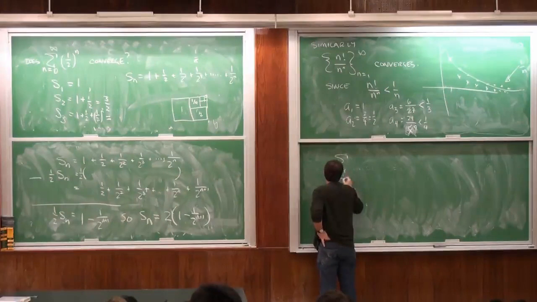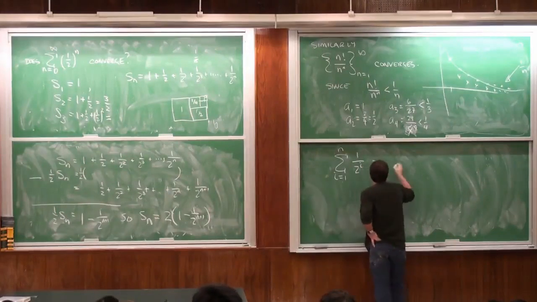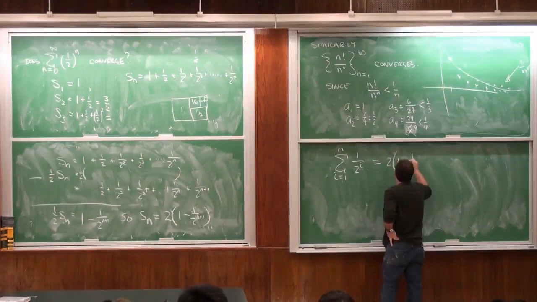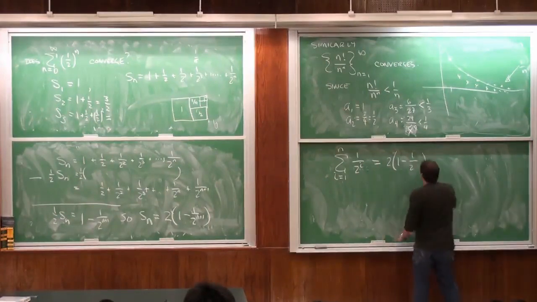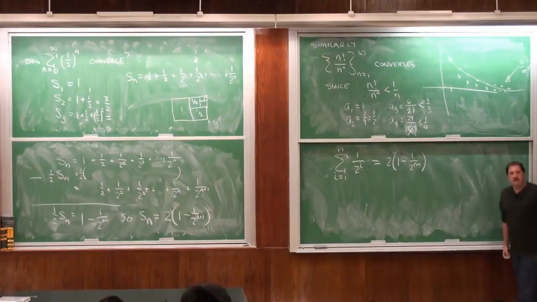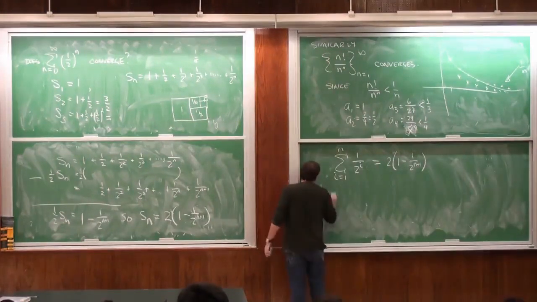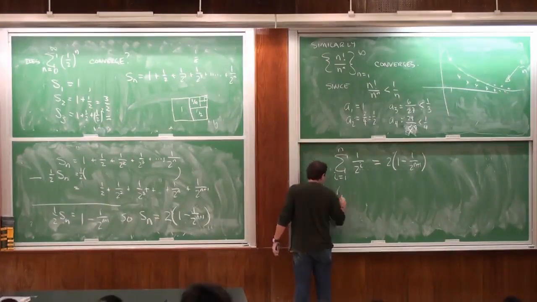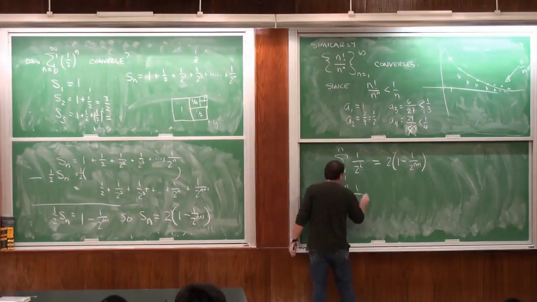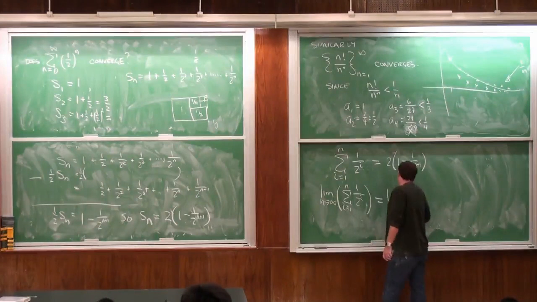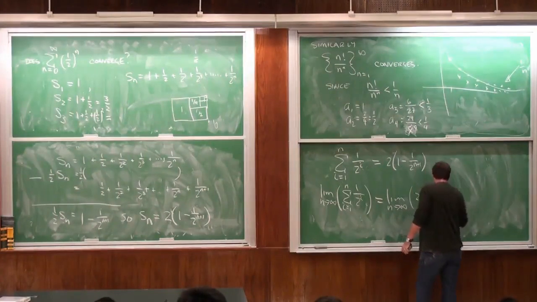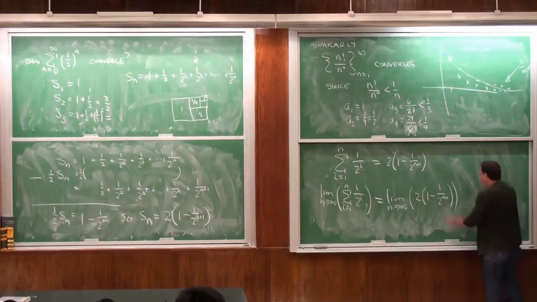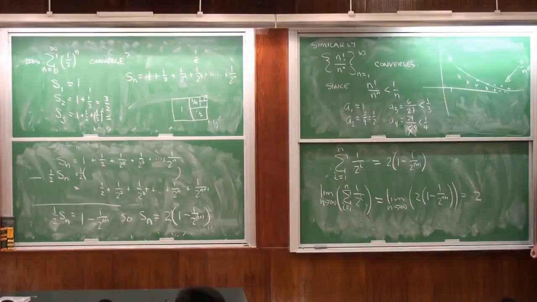So I know now that the sum from I equals 1 to n of 1 over 2 to the I is 2 times 1 minus 1 over 2 to the n plus 1. If I add up n terms, I get this. So now I can take a limit, because I've turned it into a sequence. And as n goes to infinity, this goes to 0, and the whole thing adds up to 2. Just like in my picture.